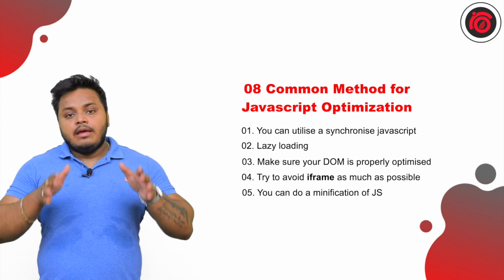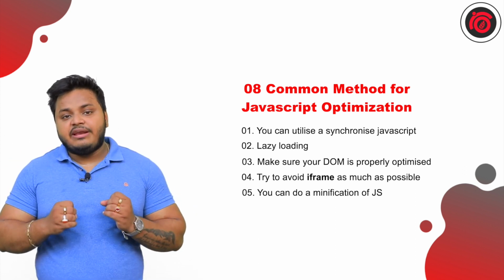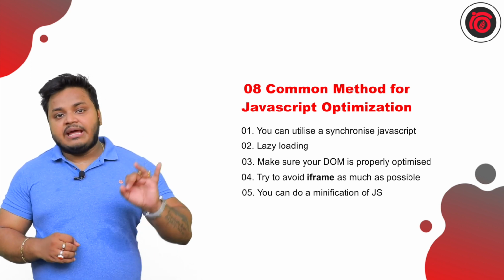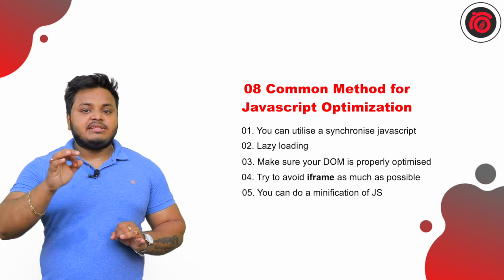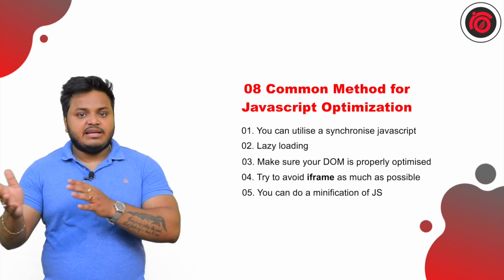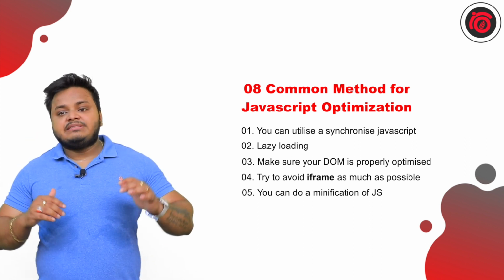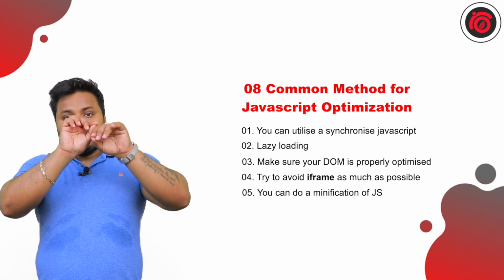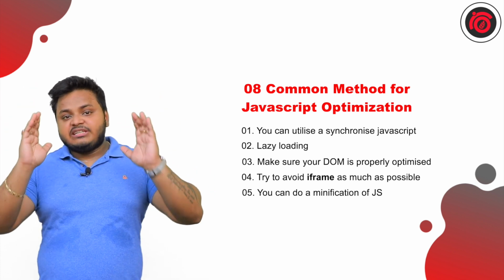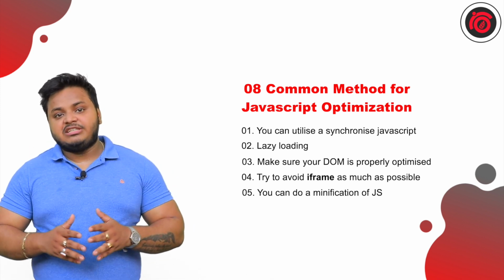Point number 5, minify JS. You can do a minification of JS. That is very common work that can be easily handled by well-known plugins like WP Rocket, or even more, like Pixel Optimizer, or such things. Minification of JavaScript simply means that you can place all of the JavaScript on the same line, because this can reduce, once again, the document object model, and this can reduce the page length.